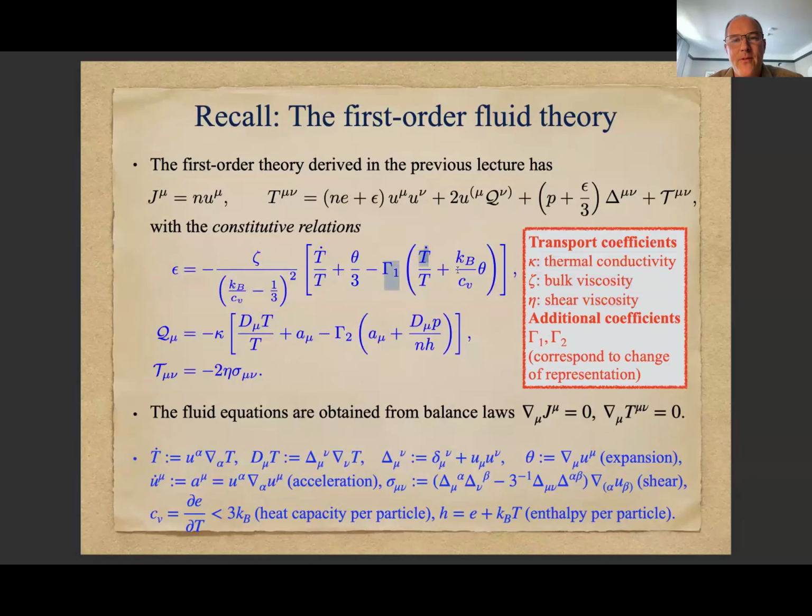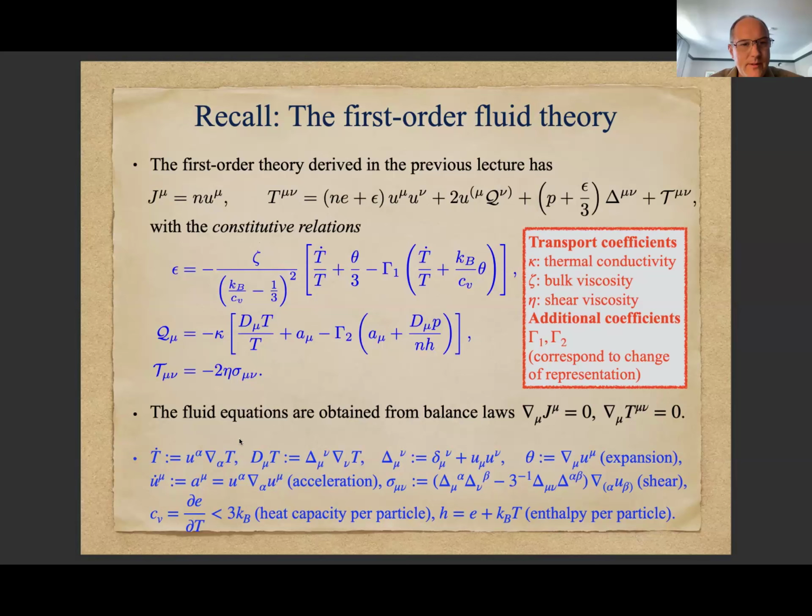Then another important thing for what we're going to do now is that you also have these additional coefficients, capital gamma 1 and capital gamma 2. They were unspecified. I showed you last time that in principle these are free parameters that you can use, and they're not supposed to change the physical content of your theory.